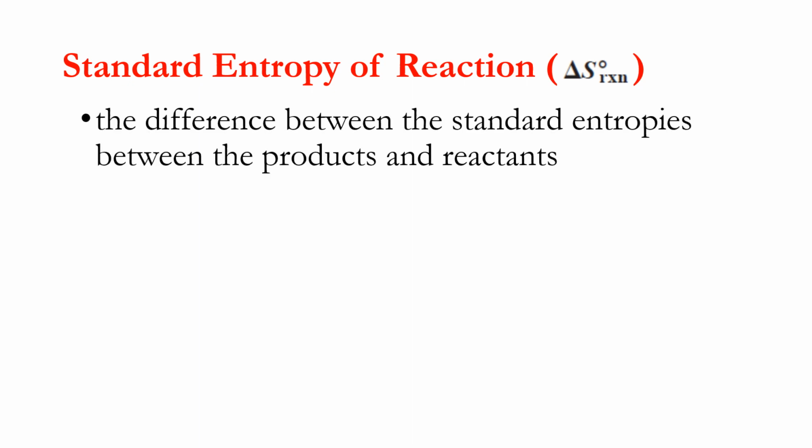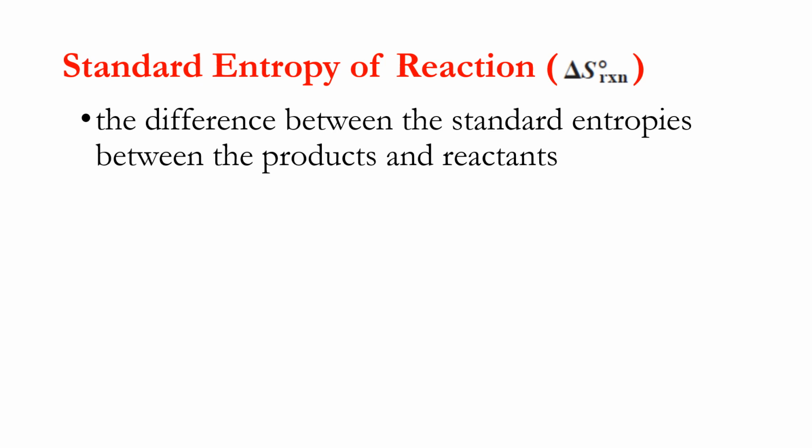If you recall the standard enthalpy of reaction, it is the difference between the enthalpies of formation of the products and the enthalpies of formation of the reactants, multiplied by their stoichiometric coefficients. We also have the standard entropy of reaction under the second law of thermodynamics. This is denoted by delta S superscript 0 subscript reaction. This is the difference between the standard entropies of the products and the reactants.